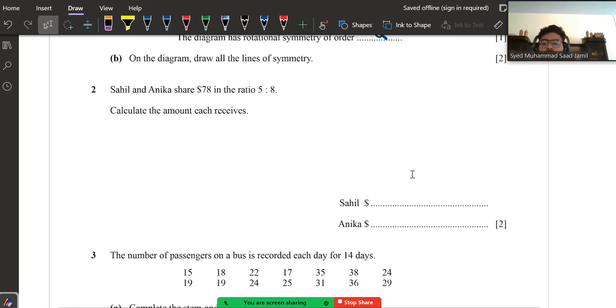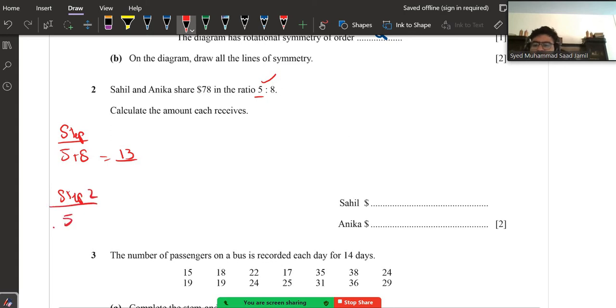Moving on to the next question, it says Sahil and Anika share $78 in the ratio 5:8. Calculate the amount each receives. Very simple. I will break this process down into steps. Step 1 is you calculate the total ratio, which is 5 plus 8. 5 plus 8 is 9, 10, 11, 12, 13. So write 13. Now it says what ratio is Sahil getting? 5.